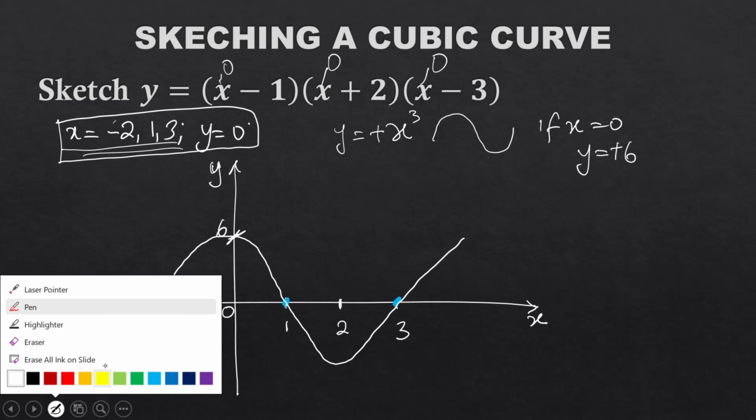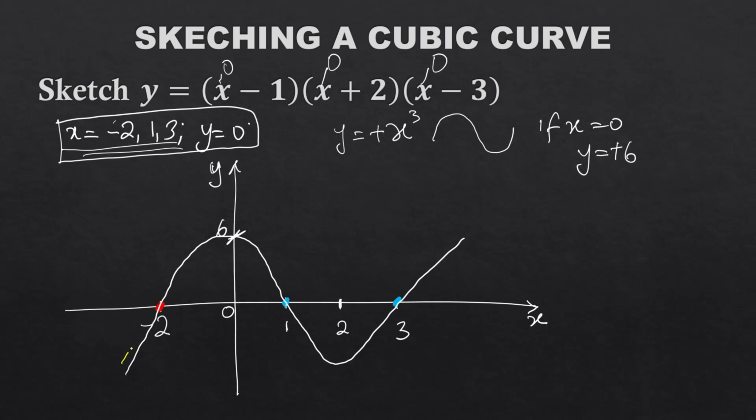What if I decide to choose here? I will start from 2, move this way, move this way, move this way. Are we still going to have the same curve? What if I choose here? I choose to move my curve this way. Are we still going to have the same curve? So you see the problem?